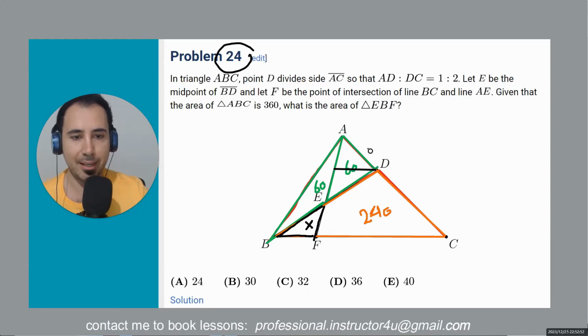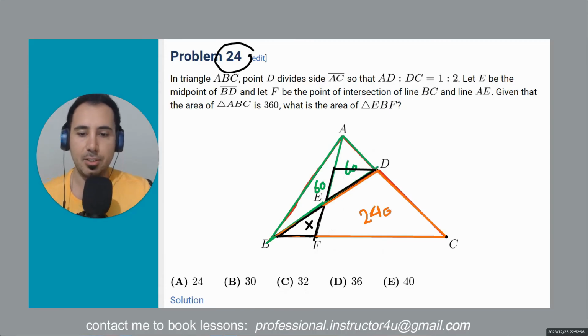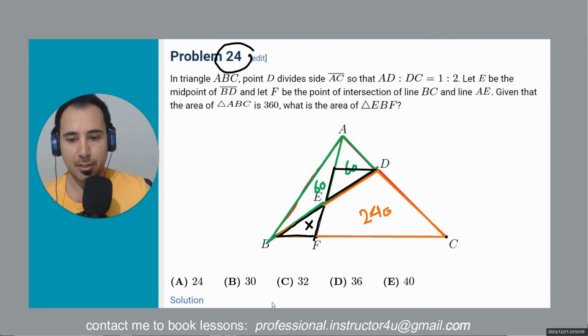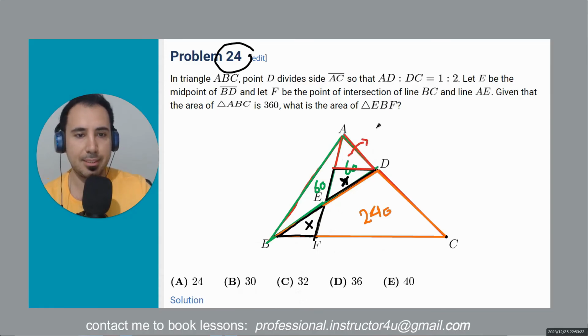Not only the angles, but one of the sides. That means all the sides are also equal. So there you go. That means this is another x right over here. And the question is solved. The rest is just more of an algebra question. So now I want you to take a look at this one. I'm going to highlight it in red. If that is x, then this red one will be 60 minus x. Okay, so this is 60 minus x. Very good.